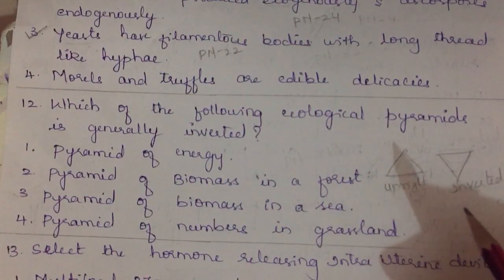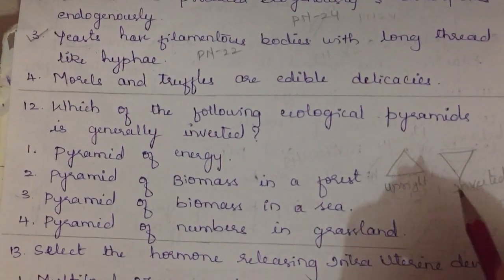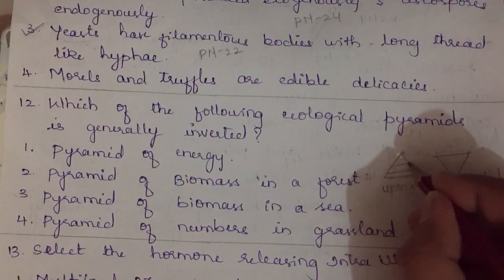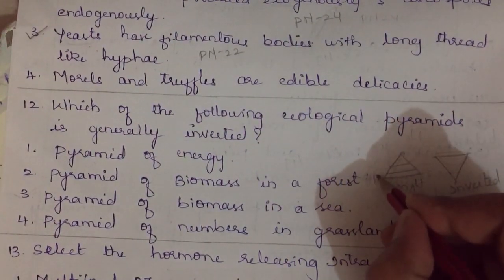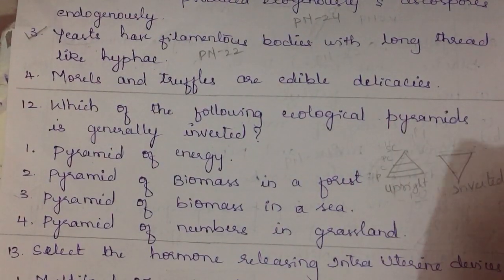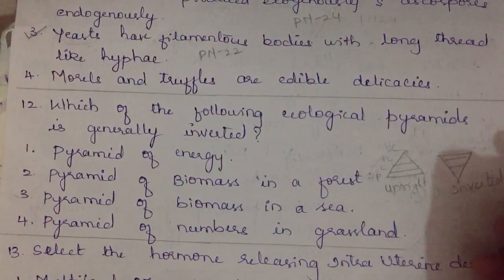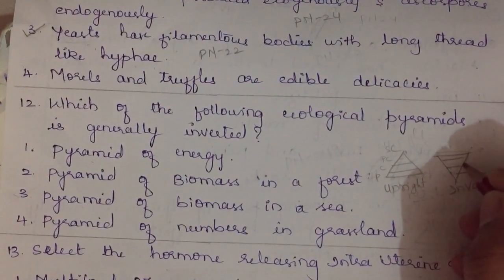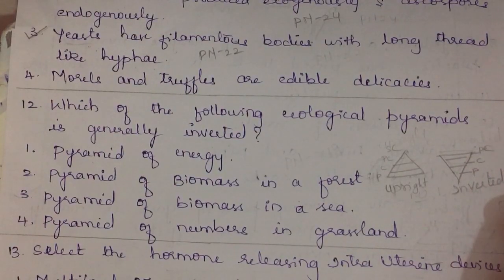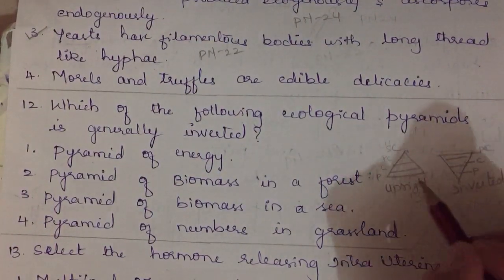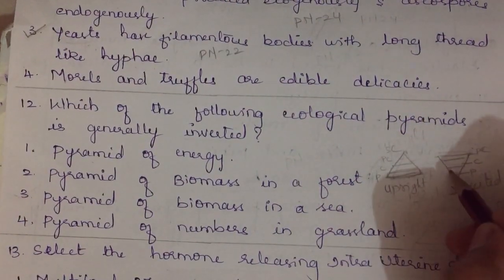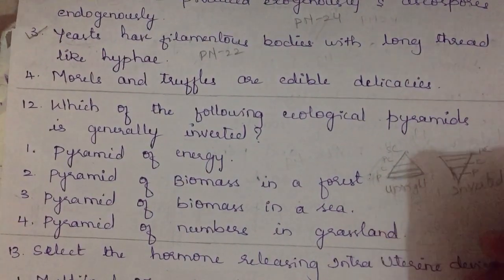Okay, now this is from your second year syllabus. In an upright pyramid you will have this kind of levels: producers, consumers, primary consumers, secondary consumers, like that. Here what happens, this is your inverted. Producers are down, then consumers, then primary consumers, then secondary consumers, like that it goes on. Here you can find the difference. Producers, meaning plants, are more. Here you can find plants are less.